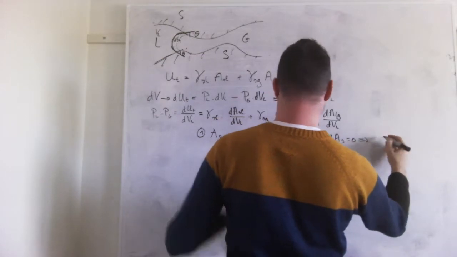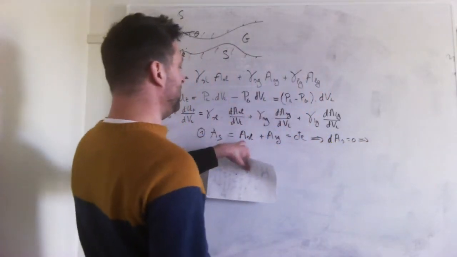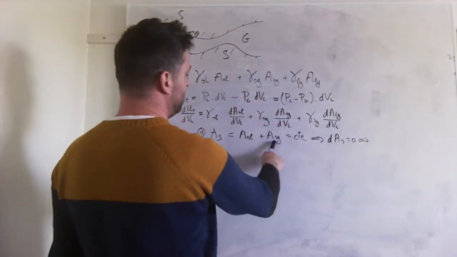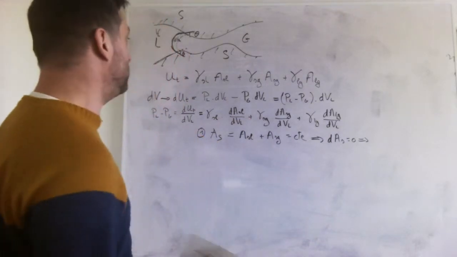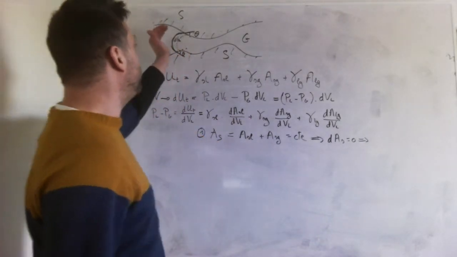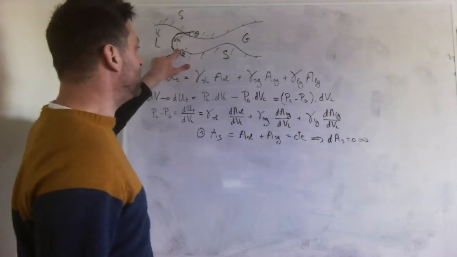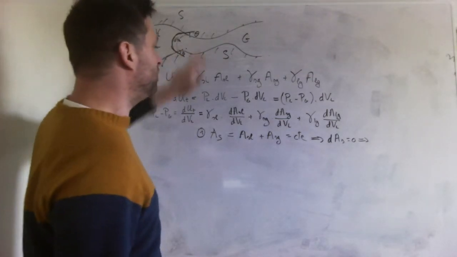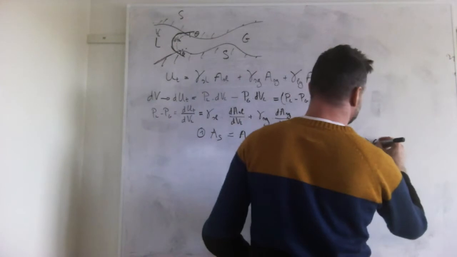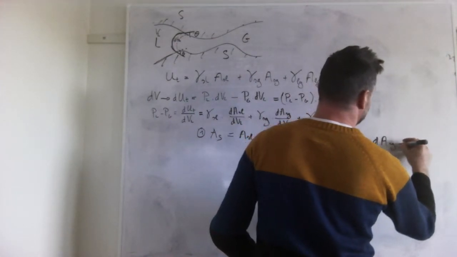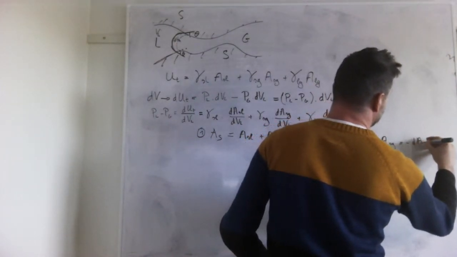So I know that if this equals 0, then any change in the wet surface is the same as a change in the dry surface. So basically what I'm saying is, if my liquid front moves, I create more wet surface, but I diminish the same amount of dry surface. And I just write that dA solid gas equals minus dA solid liquid.